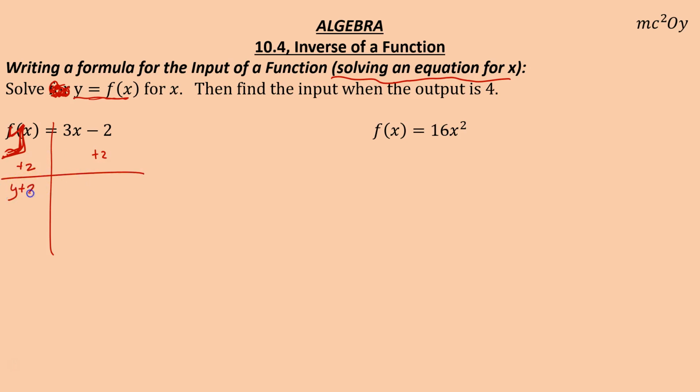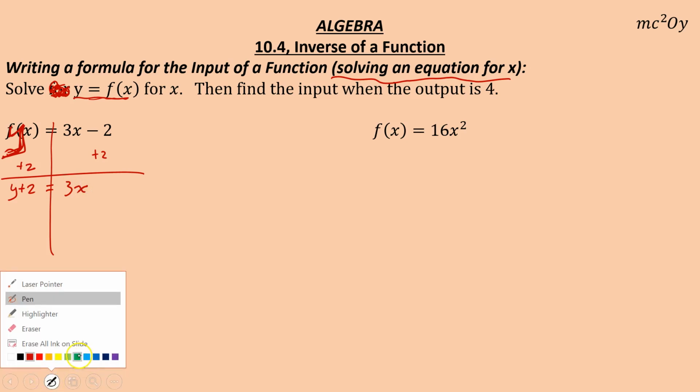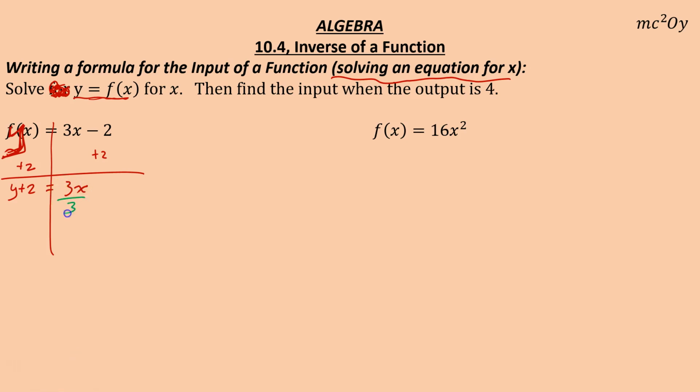Okay, so over here I get y plus 2 equals 3x. How do I get rid of that 3? Well, I divide both sides by 3. So I get x equals (y plus 2) over 3. I have now solved for x.